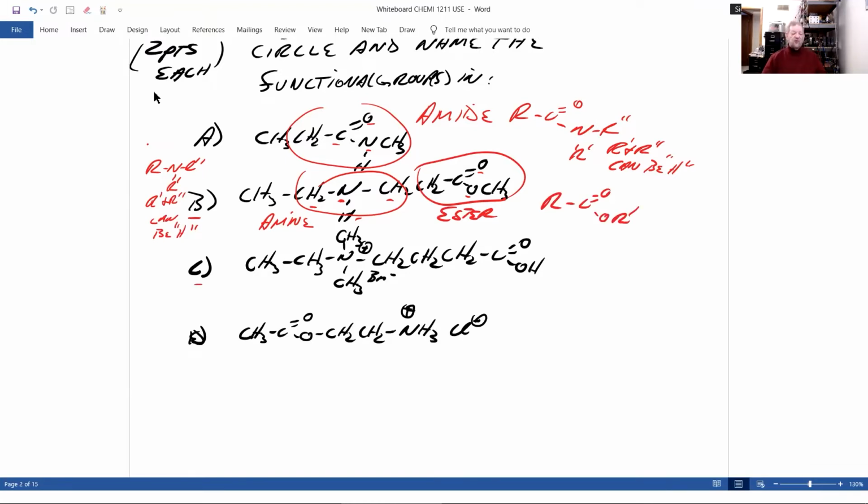Let's look at C. Ooh, a nitrogen has 1, 2, 3, 4 groups on it with an anion. And what is this? That should be 2. Sorry about that. That's a quaternary ammonium salt.